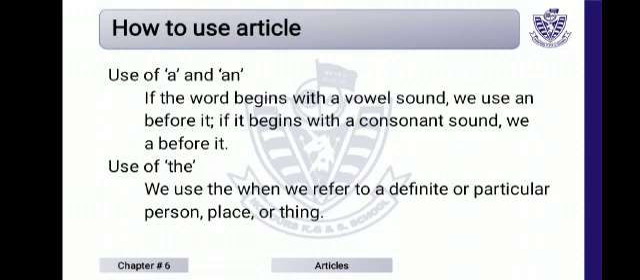Students, as you know, a and an are called indefinite articles because they do not refer to any particular person, place, or thing. Like, he lived in a town far away from our city. He put an onion in the kettle. Here the words a town and an onion are indefinite nouns. A town, here the town is indefinite. An onion is also indefinite. So we have used here a and an.